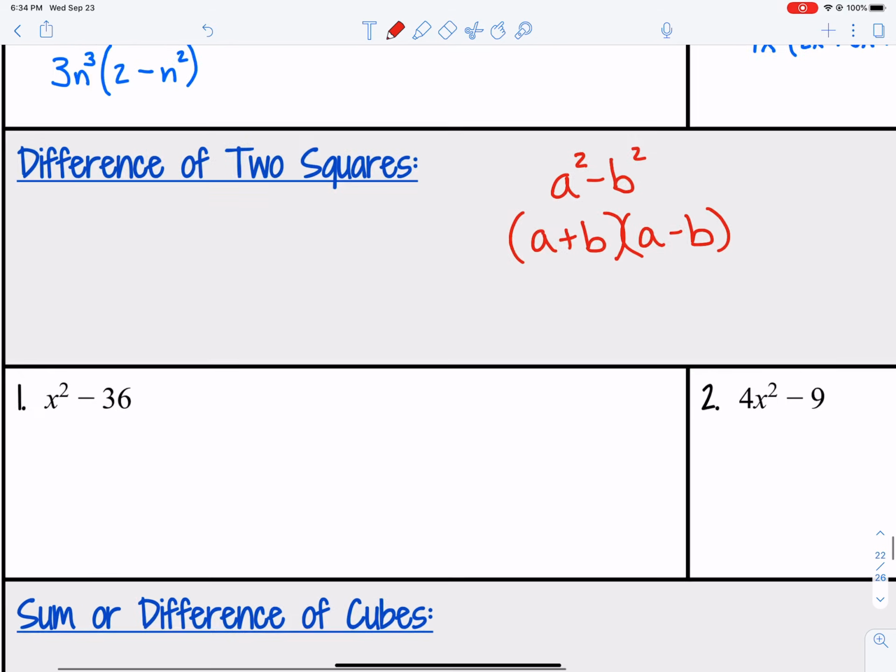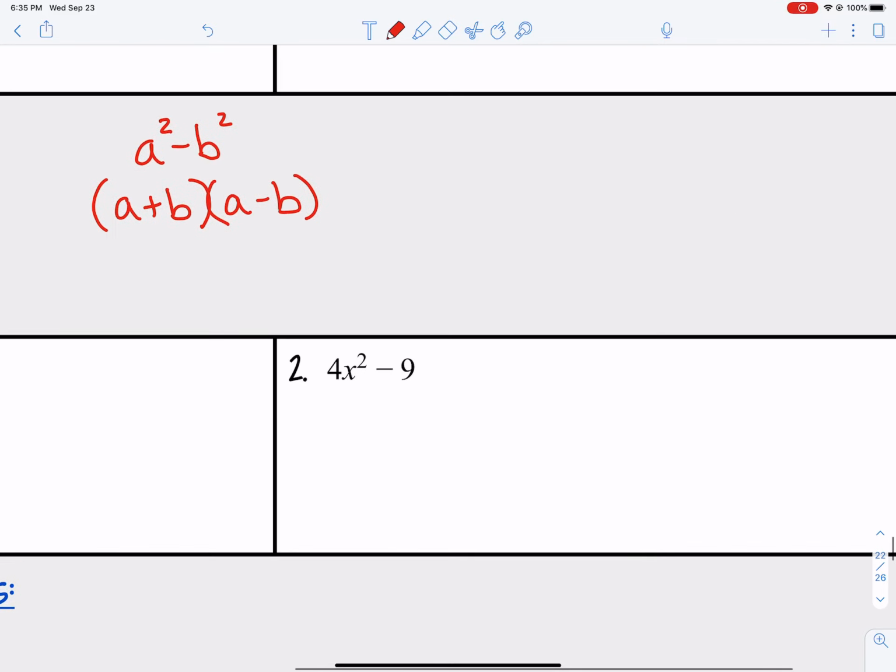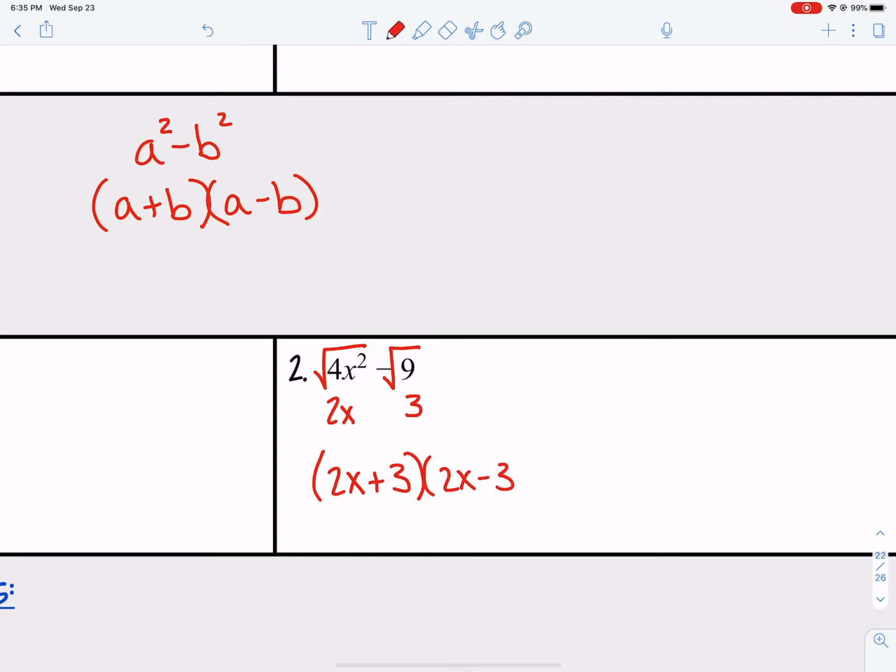So for x squared minus 36, you'd want to take the square root of those and say, well, the square root of x squared is x, and the square root of 36 is 6. And you want to write x plus 6 and x minus 6 as my factors. Okay, another example is 4x squared minus 9. If you think of the square root of each one, you get 2x and 3. So your factors would be 2x plus 3 and 2x minus 3.